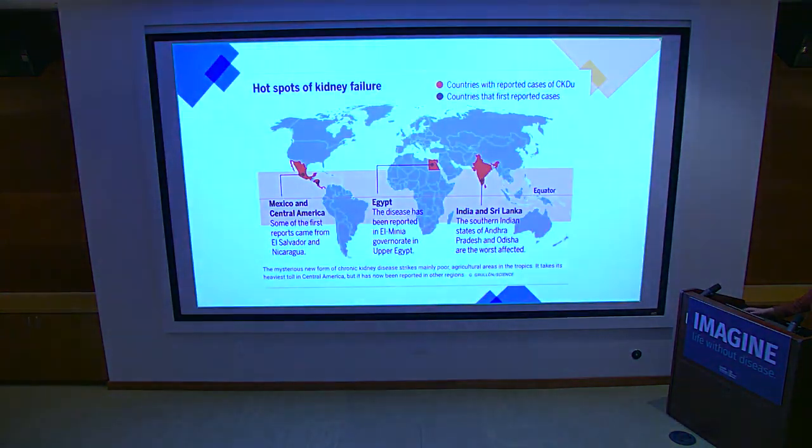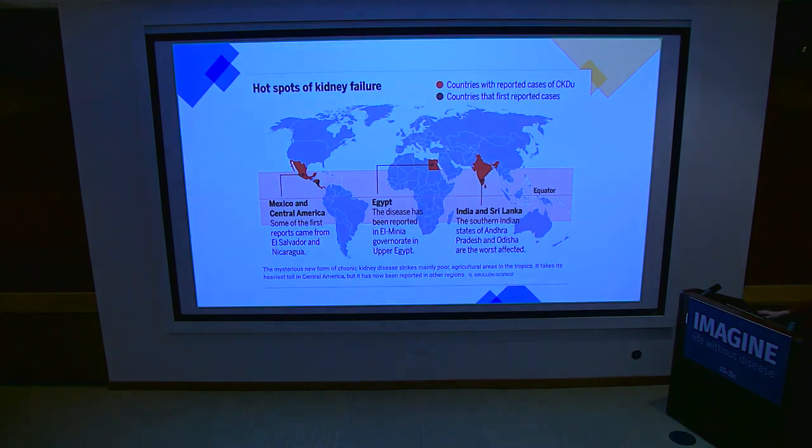And now there are hotspots popping up throughout the world, now in Mexico, in Egypt, in southern India. And these hotspots seem to be associated with tropical countries, right around the equator. And this has become such a big deal.